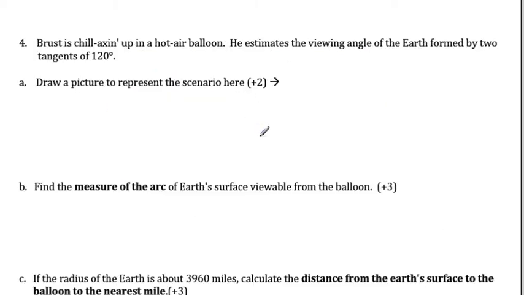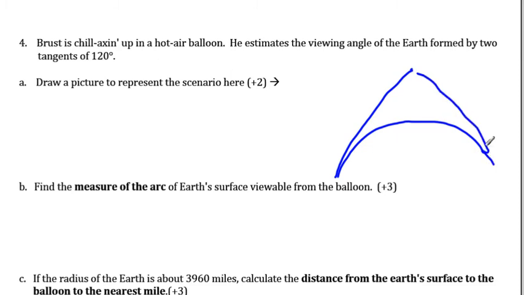Last application problem. Look, these application problems are all Pythagorean theorem. How fun is that? Brust is chillaxing up in a hot air balloon. He estimates the viewing angle of the Earth formed by two tangents is 120 degrees. So I'm going to draw, here we go, here's the Earth, and Brust is up here, and he's looking this way. We'll make our circle a little bigger so they intersect. And he says the angle between them is 120 degrees.